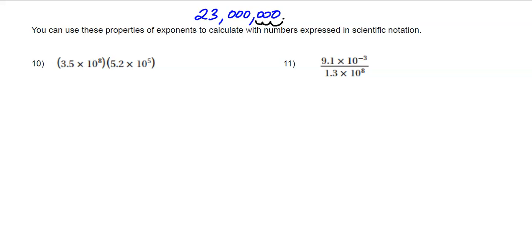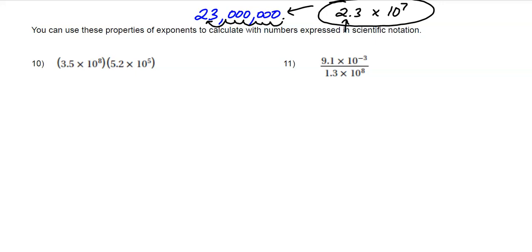So 1, 2, 3, 4, 5, 6, 7. 7 spots there. I get to a number, 2.3. And I moved it 7 places, so I have to do 10 to the 7th power. Since I moved my decimal left, I've got to increase my exponent. So this is one way to write 23 million. And the rule is that this number in front always has to be a number between 1 and 10. So make sure that you keep that.